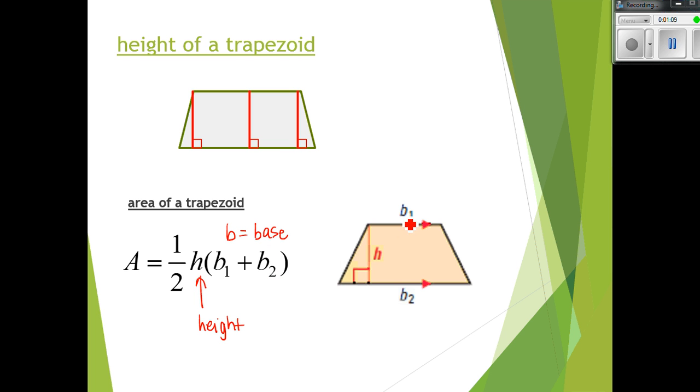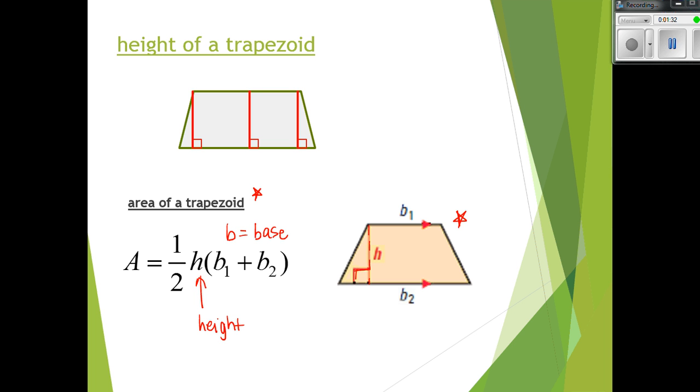And there's two bases. So I recommend that you put this on your formula sheet and draw a picture for a reference. Okay? And know that B stands for the base and H is the height. And remember that height has to make a 90-degree angle in order for it to be considered the height.